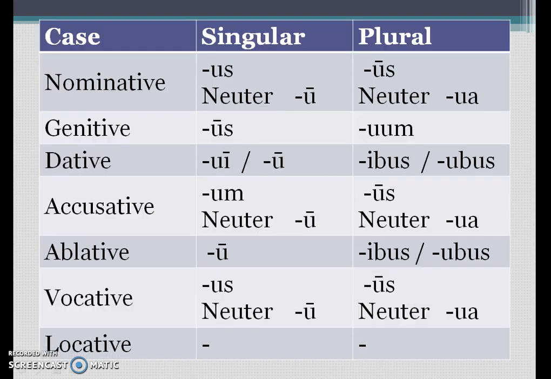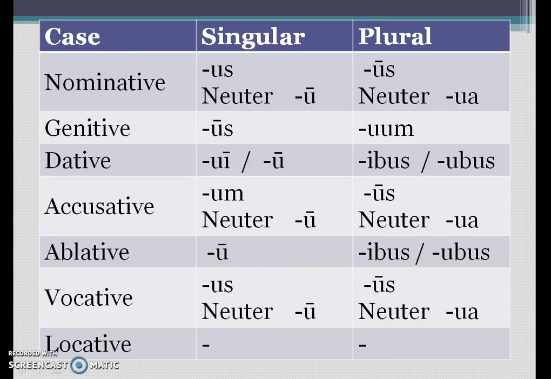Your fourth declension endings look like what's up on your screen right now. Again, notice neuter, nominative, and accusative, exactly the same. There is no locative case for fourth declension, so that's one fewer case for you to have to worry about.